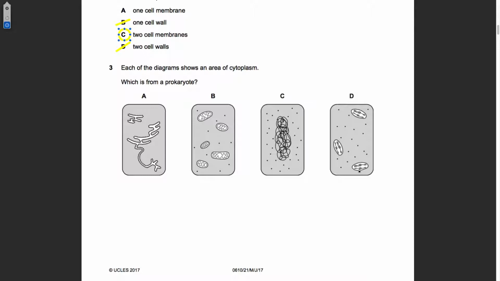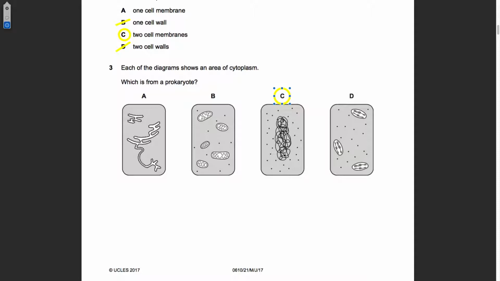So it says, which is from a prokaryote? Now, prokaryotes are basically the bacteria, bacterial cells, and bacteria would not have rough endoplasmic reticulum or mitochondria or chloroplasts. So C, it's a tricky one, but C is the answer. And also they have DNA that's organised just free in the cytoplasm. It's not enclosed in a nucleus.